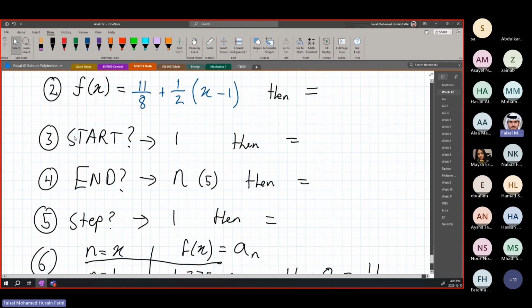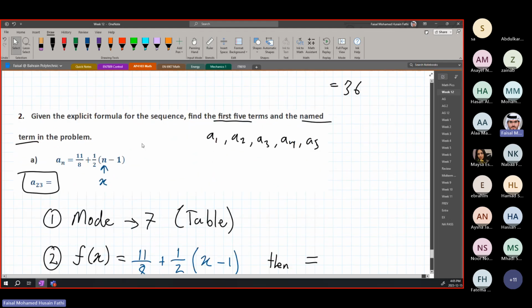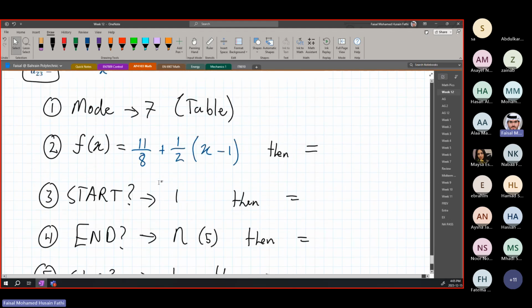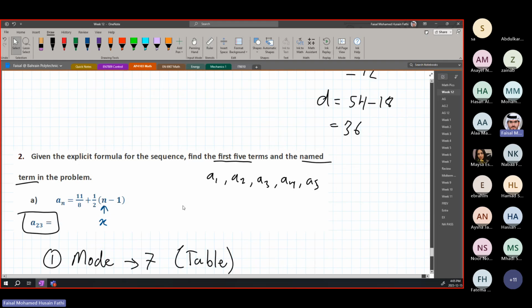That's the final answer. What was the question asking? Find the first 5 terms and the nth term in the problem. So this technique was for the first 5 terms. For A23, you could just put it into the calculator and solve for it. It's just one number, so you don't need to do a table.